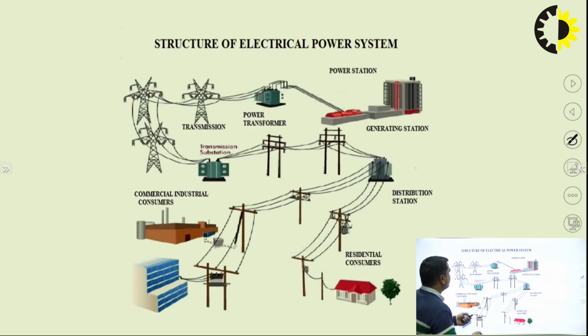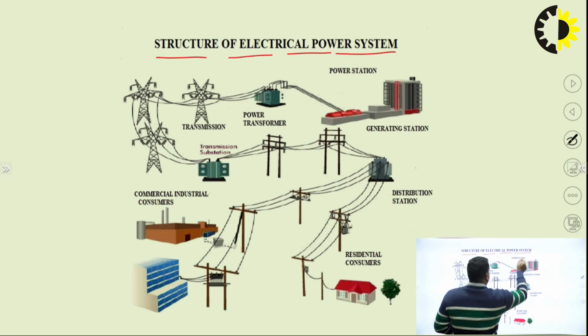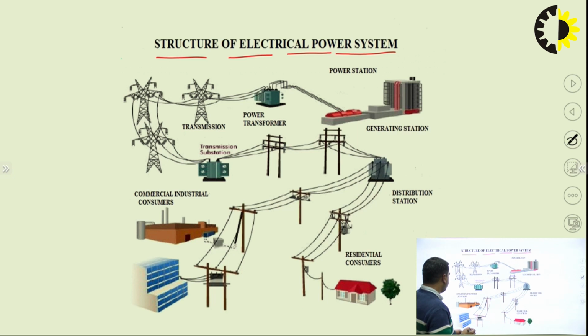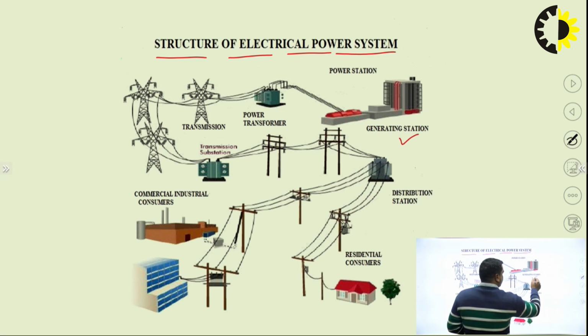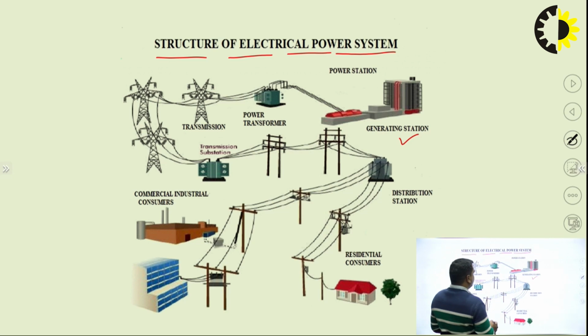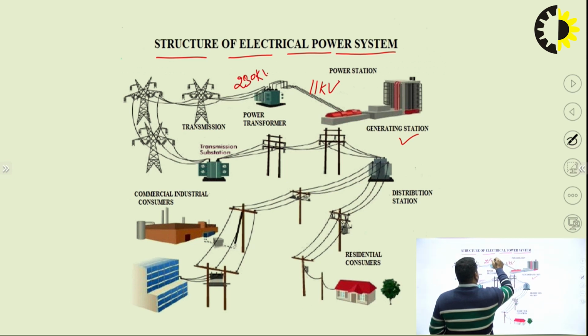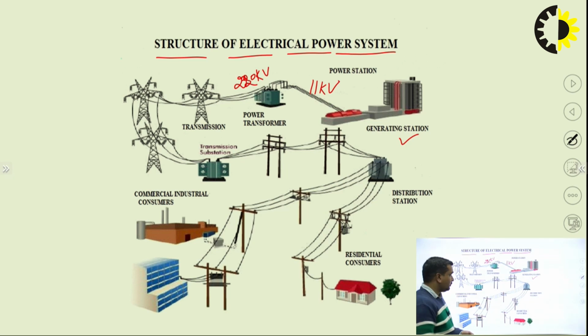Now we are discussing the structure of the electrical power system. As we have discussed, first we have generating stations where we generate the electricity. Then comes a power transformer. The power transformer is used to step up the voltage up to transmission line voltages. Means if you have 11 kV here, then here it is 220 kV or 400 kV. So it is used to step up the voltage that is generated at generating stations.